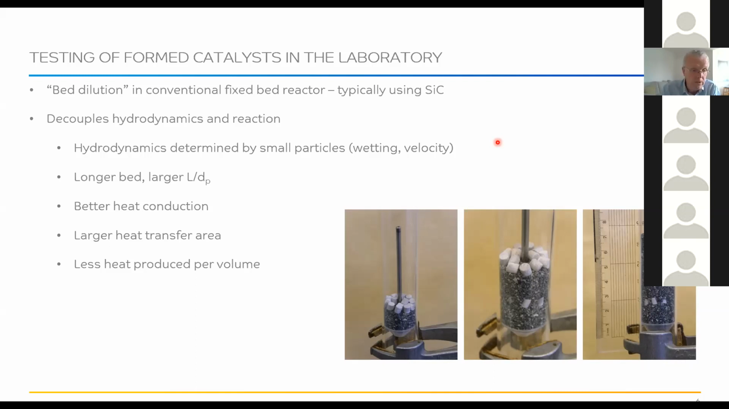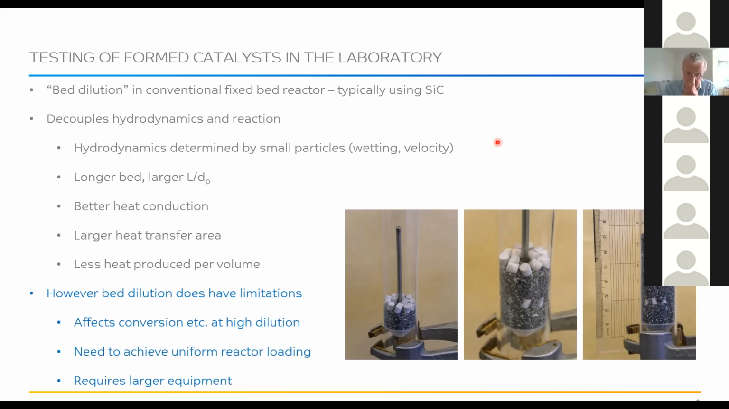One of the problems from doing this, however, is that it has limitations. If you have a lot of dilution, it can affect the conversion you achieve. You need to make sure that you achieve a uniform reactor loading from one experiment to another, so you can get variability in the packing when you do this, and you still require larger equipment in terms of the reactor dimensions and therefore also feed flow rates and things like that. So these can be a challenge.